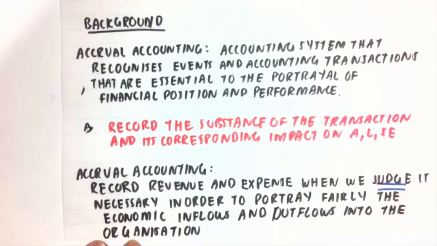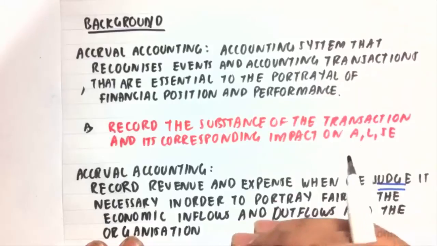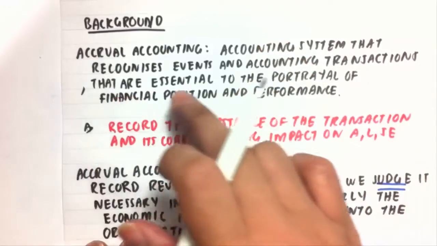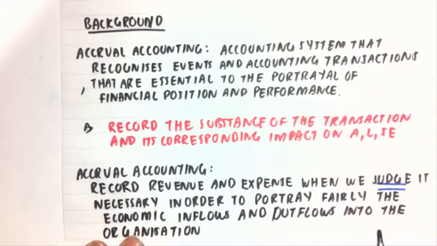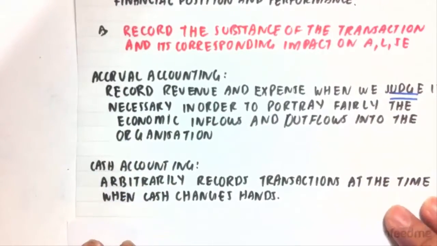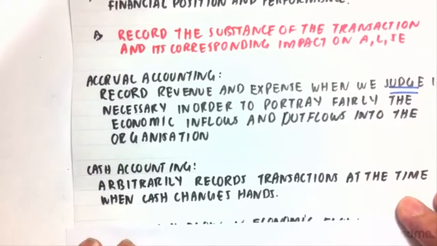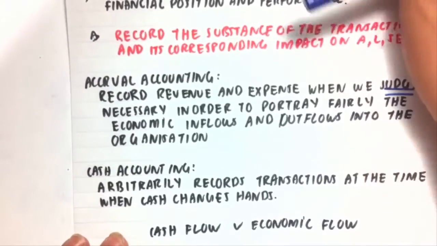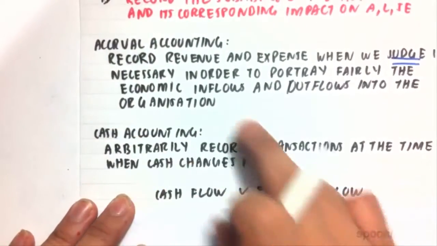And that pretty much means that we recognize revenue and expenses as they occur if we find it necessary in order to portray our financial position and performance fairly, so that we're not manipulating the numbers and they portray what we have and what we are owed. In contrast, cash accounting is fairly arbitrary, and records transactions at the time when cash changes hands, so there's no judgment. So it's pretty much cash flow, or cash accounting, versus economic flow, which is accrual accounting.